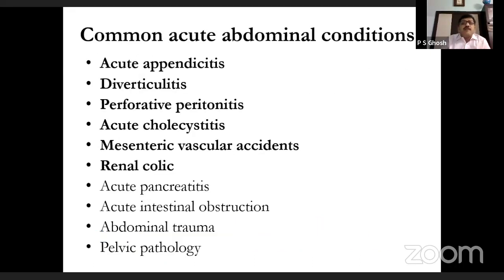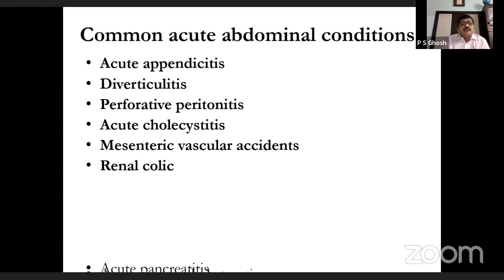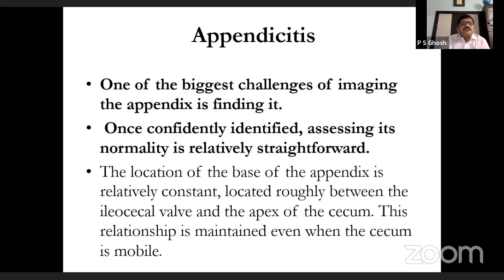These are some common abdominal conditions. There are so many conditions, but I will not discuss the last few. I will discuss only this condition. In case of appendicitis, we get many cases where the patient comes with right iliac fossa pain, and one of the biggest challenges when we try to detect appendicitis in imaging is to find the appendix. But once confidently identified, assessing its normality is relatively straightforward.